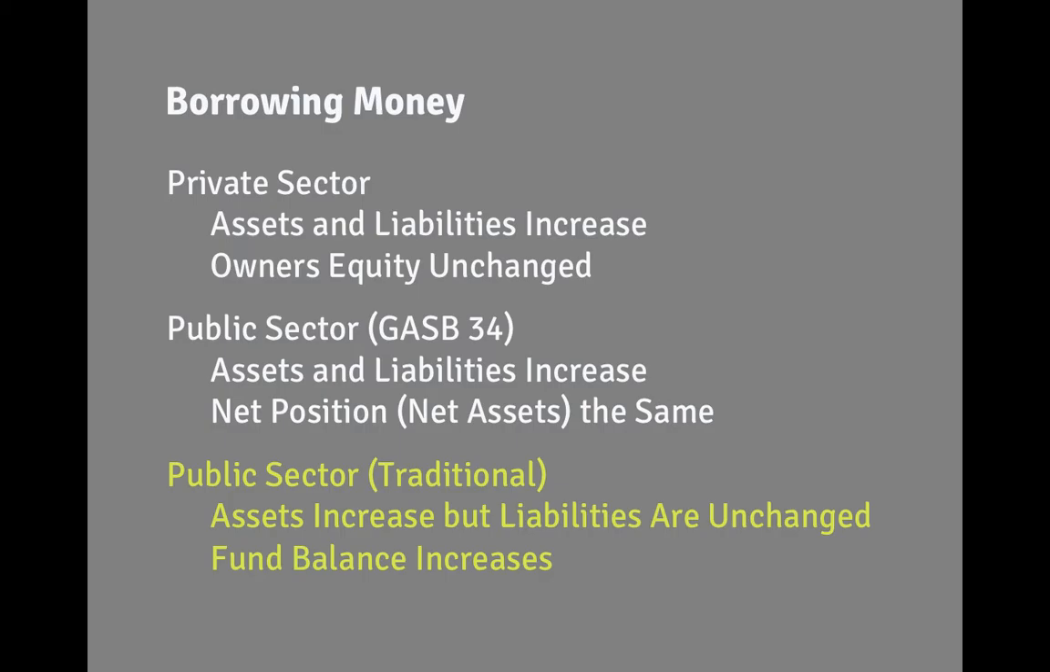The reason the liabilities remain unchanged is because we're assuming that you're borrowing money that has to be paid off over a long-term basis. And remember, the public sector is focusing on short-term assets and short-term liabilities. So paying off this borrowing over the long term is not going to show up on your statement. Therefore, your fund balance increases. So this would be recorded as an other financing source.